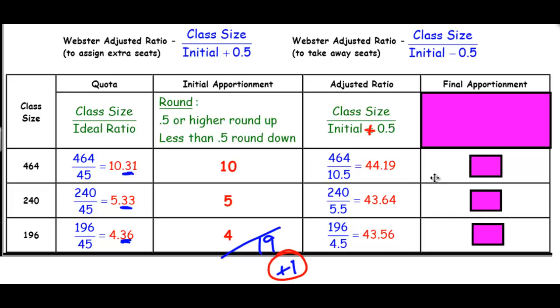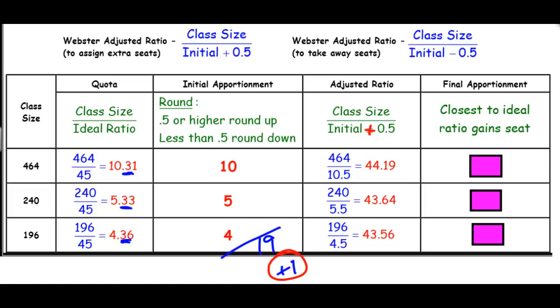That's 43.56. All right, now we always deal with the adjusted ratio the exact same way. The one closest to the ideal ratio will gain the seat. Now, if we were subtracting 0.5, it would work the same way as well. The one closest to the ideal ratio would just lose the seat. So it's always in relation to the ideal ratio.